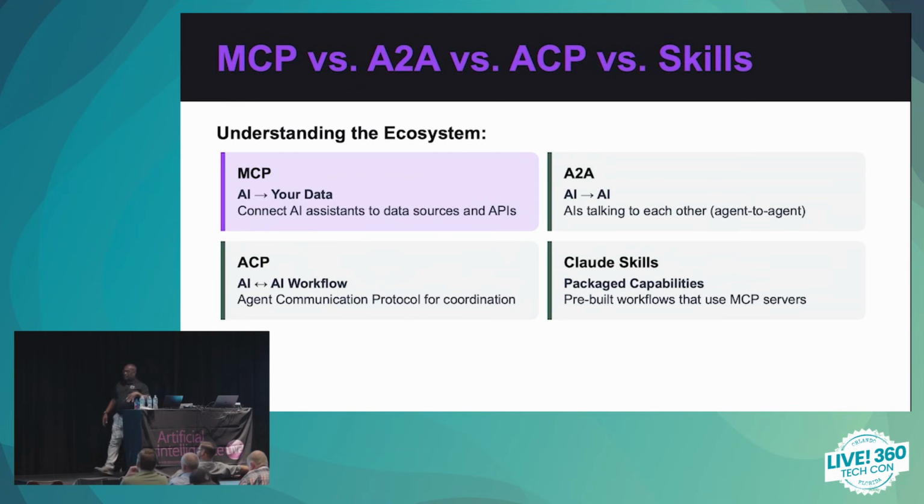ACP is something that Andrew Ng, if I can pronounce his last name, and the Linux Foundation have. That is pretty new. It does similar things. It actually is a union between MCP and A2A. But it's not something I've played with a lot, so I don't know a lot about it. And Claude skills, as I mentioned before, it's a great union with MCP. Actually, it's the next version, I think, of what MCP is going to be.